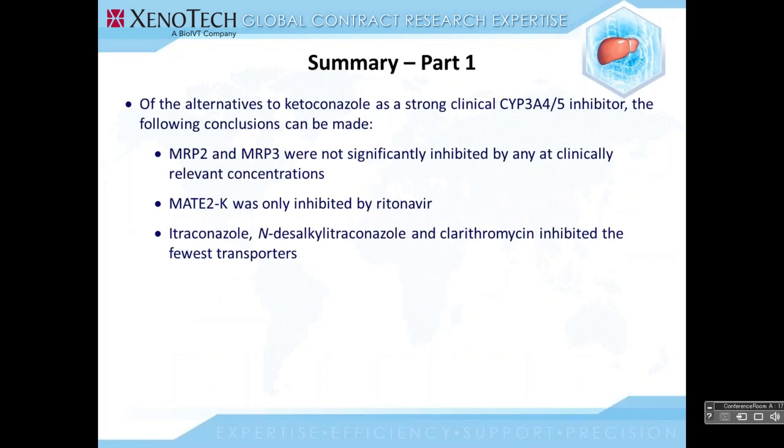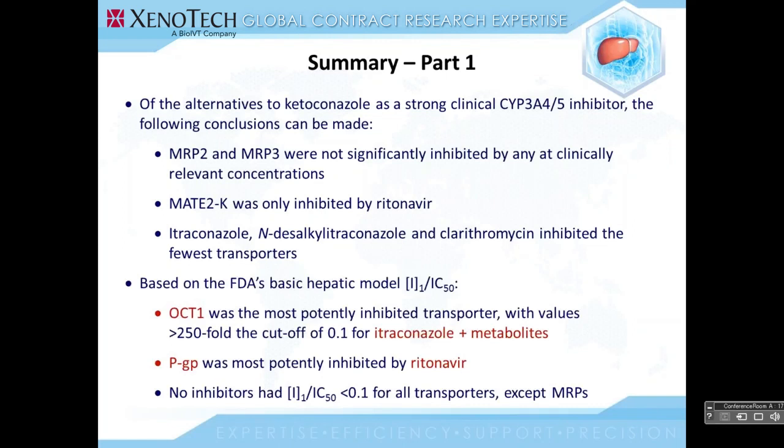So, in summary, of all the alternatives to ketoconazole that we tested for strong clinical CYP3A potential inhibitors, the following conclusions can be made. We saw no inhibition of MRP2 or MRP3 by any of the compounds that we tested at clinically relevant concentrations. We also saw that MRP4 was only inhibited by ritonavir with an IC50 of 15 micromolar. We also saw that itraconazole, N-desalkyl-itraconazole, and clarithromycin inhibited the fewest transporters. And these include OCT1, PGP, BCRP, and BSEP for itraconazole, PGP for N-desalkyl-itraconazole, and OATP1B1, 1B3, PGP, and BSEP for clarithromycin.